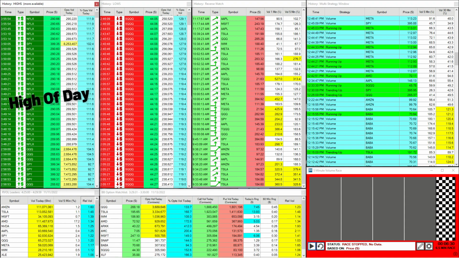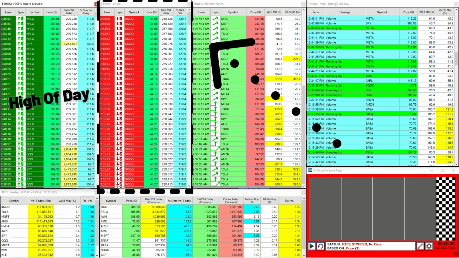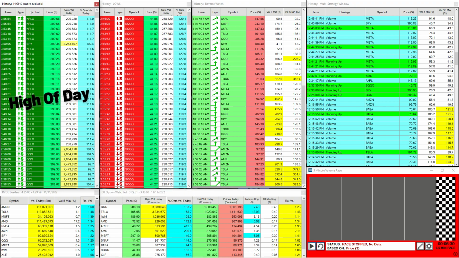Just to the right of that scan, we have this one called lows. Now this is exactly what you're thinking, the opposite of highs. So this is going to be stocks paired with option volume making lows, which again, that option volume and liquidity is very important to me as an option day trader.